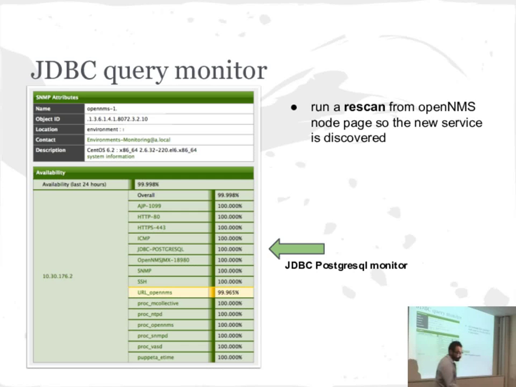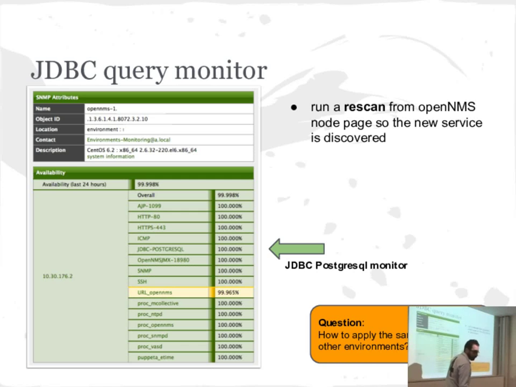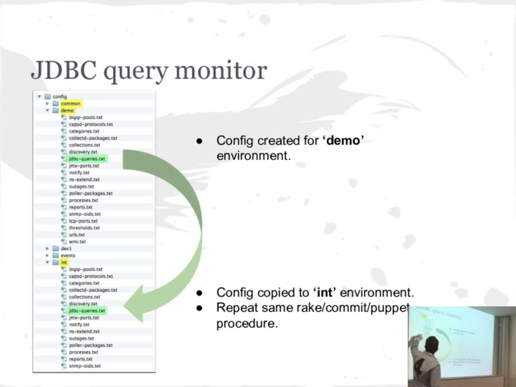Okay, so as I said earlier, if I wanted to have the same monitor on another environment, we just need to take that small piece that we wrote down on JDBC queries on the demo environment and put it on int, and that's it. Monitor is created. Well, actually, run the process again of Rake and commit and all that, but that small piece is done.